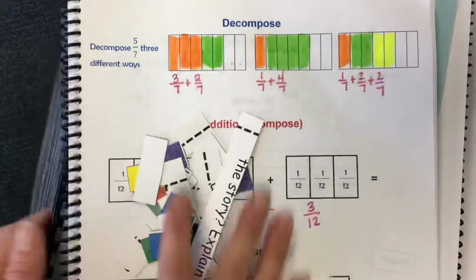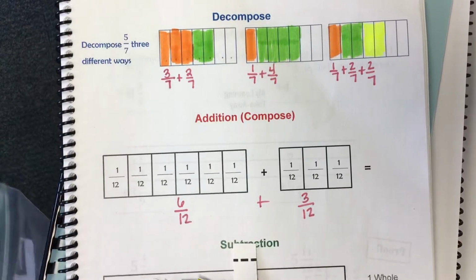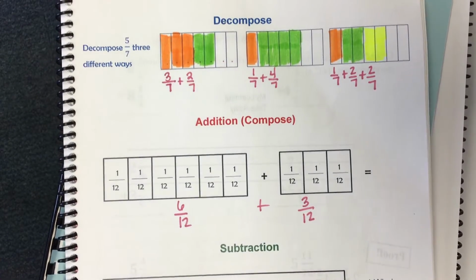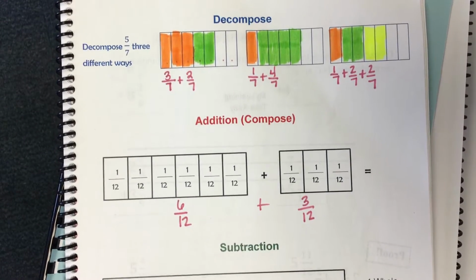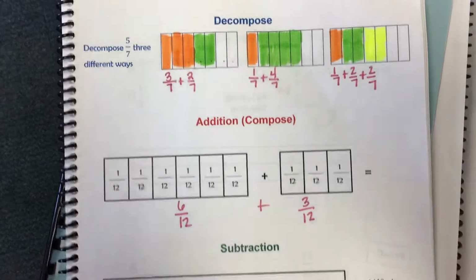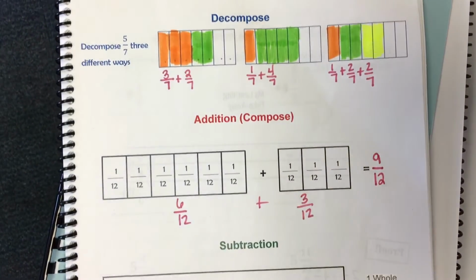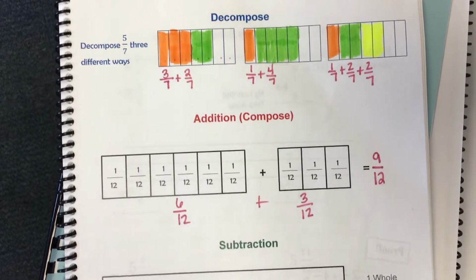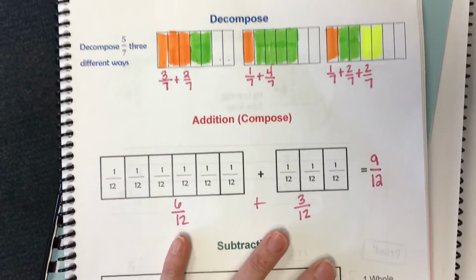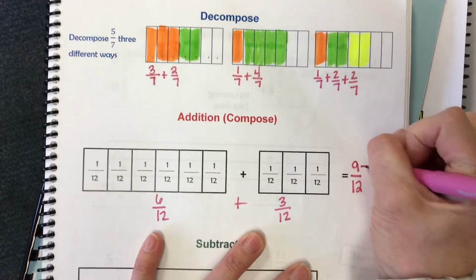Okay, so 6/12 plus 3/12. What is the answer? Macy. 9/12. And then we said that we have to reduce that to simplest terms. What can 9 and 12 both be divided by? Kinley. 3.